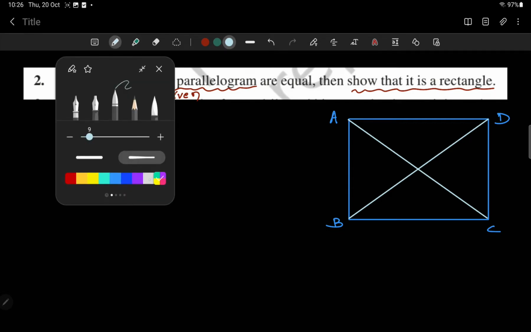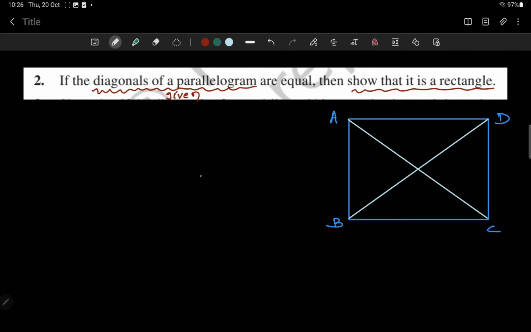So now we will go to the question. Given: what is given? First draw.